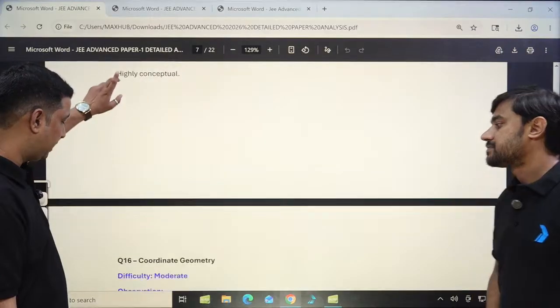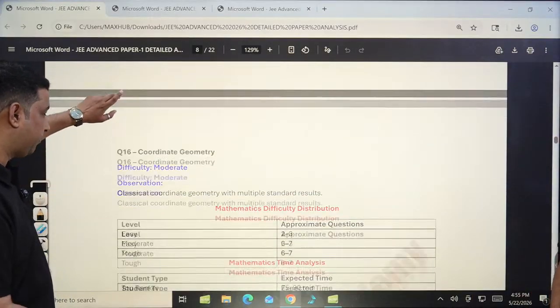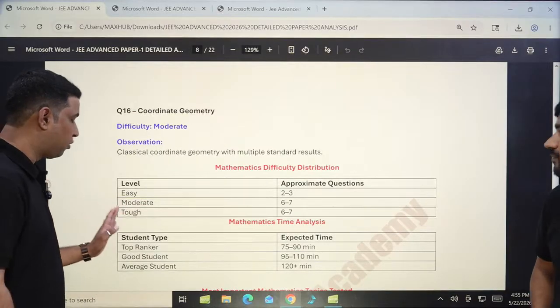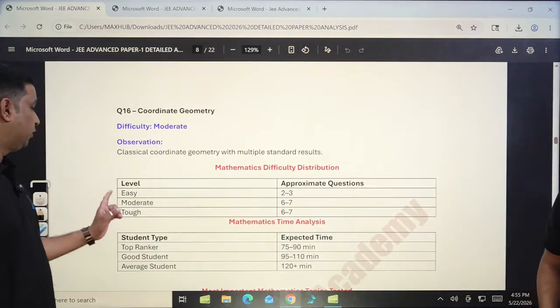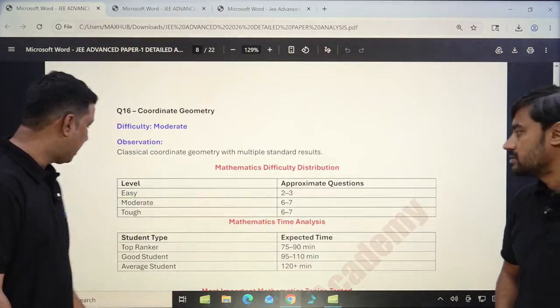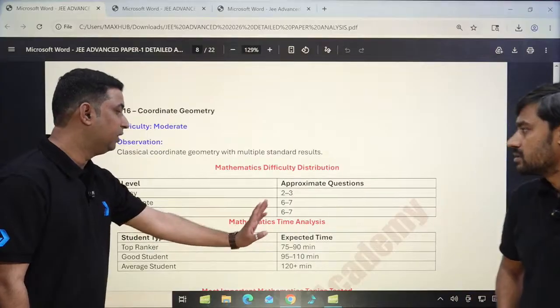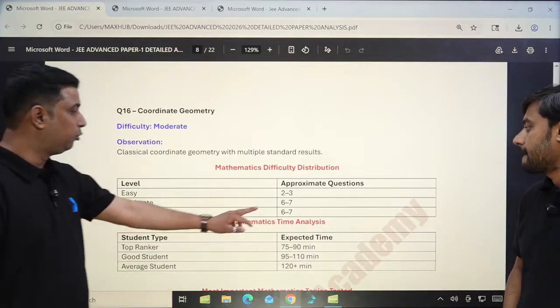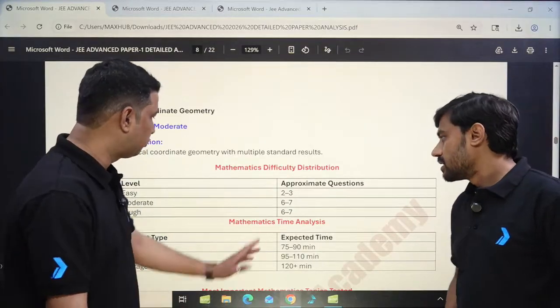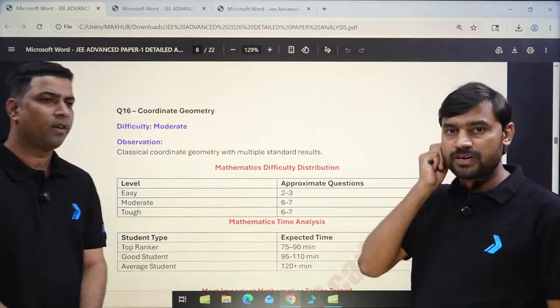So here we are discussing chapter-wise what the difficulty was, and let me tell you what was easy, what was moderate, and what was tough. So easy 2 to 3, moderate 6 to 7, and tough 6 to 7. You can solve up to 3 plus 7, so 10 questions were doable, we can say. But there are 6 questions which were also difficult.